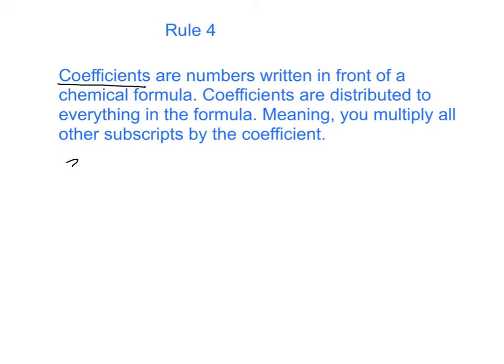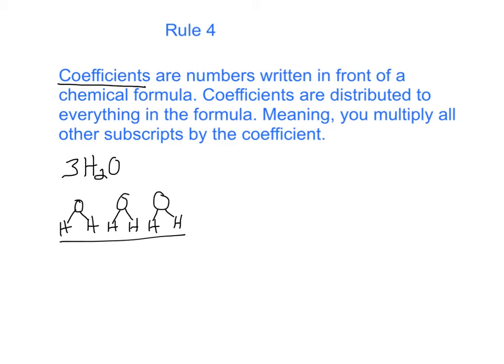So for example, if we have 3H2O, that means that we have 3 water molecules. So we have 1, 2, 3. Okay, so that's what that 3 means. It means that there's 3 water molecules. And we're going to distribute it to everything.